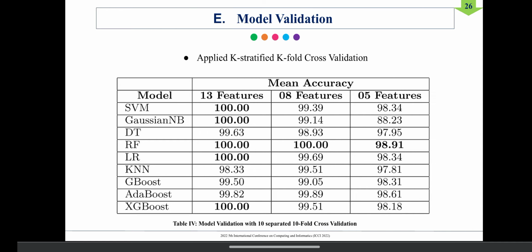Model validation. To validate the above models, we have used repeated stratified K-fold cross-validation. It preserves the original dataset's class ratio throughout the K folds and repeats n times. Table 4 shows the mean accuracy of the models trained with different numbers of features found in equations 1, 2 and 3.